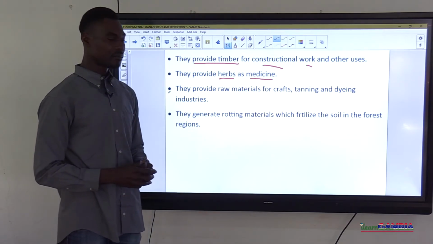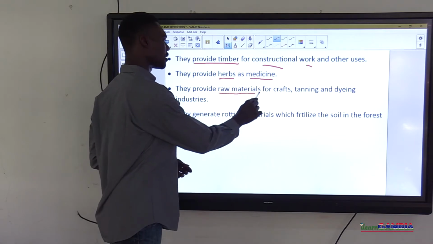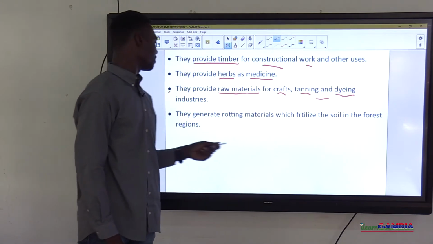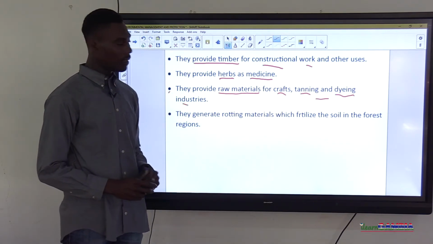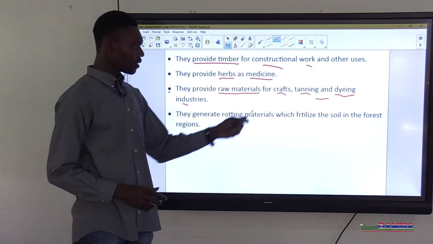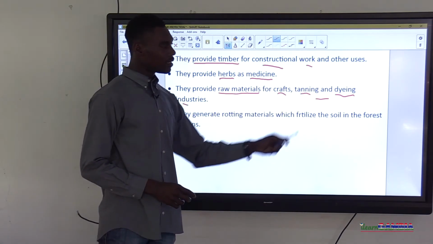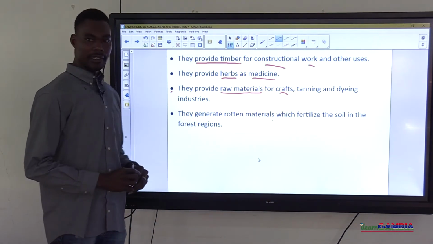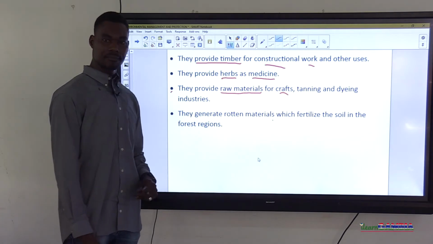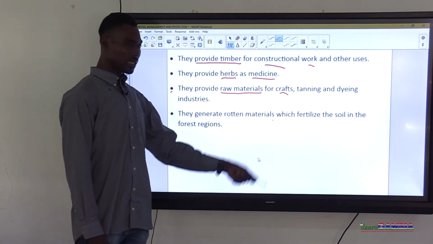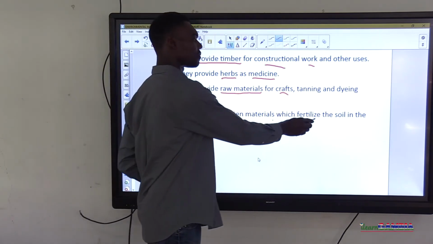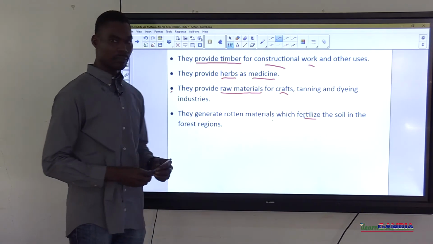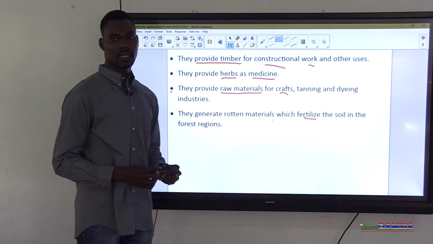Another point, they provide raw materials for crafts, tanning, and dyeing industries. Okay? Forests also provide raw materials for crafts, tanning, and dyeing industries as well. The final point now, they generate rotten materials which fertilize the soil in the forest regions. So forests are also very important for that in terms of providing fertilizer for the soil.